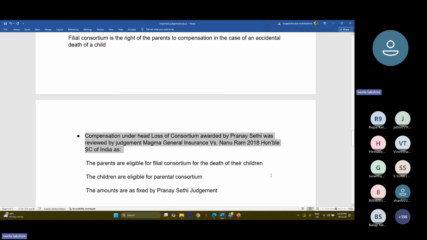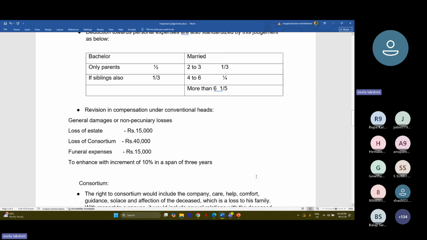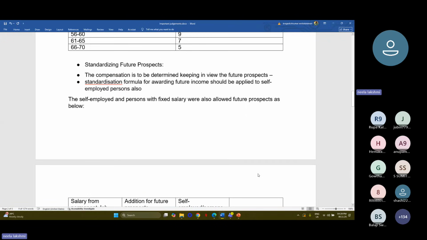Compensation under the head of loss of consortium awarded by Pranay Sethi was reviewed by the judgment Magma General Insurance versus Nanuram, 2018. This judgment only altered the concept of consortium. The amounts are as fixed by the Pranay Sethi judgment, which you please note. The amount is only 40,000, but it is extended to more beneficiaries. That's all regarding the important judgments. Pranay Sethi is a very, very important landmark trend-setting judgment, which you are to know.